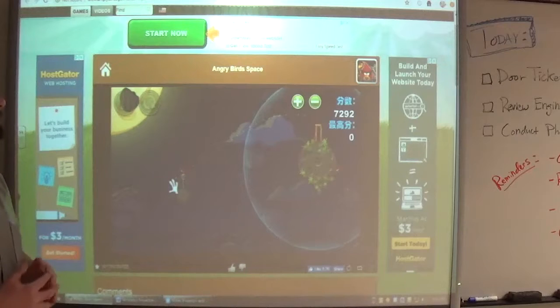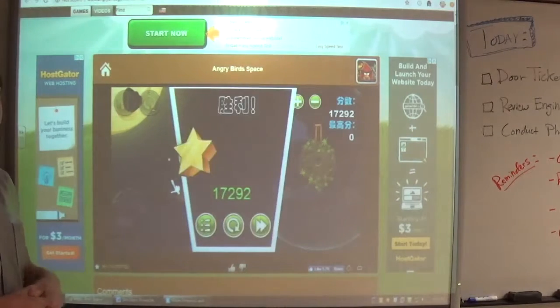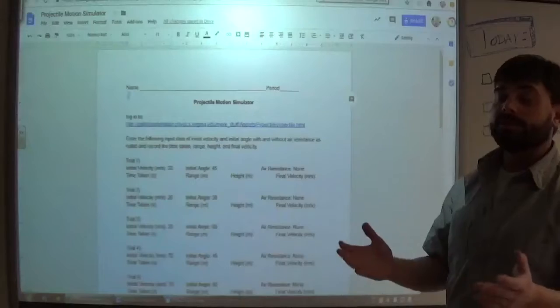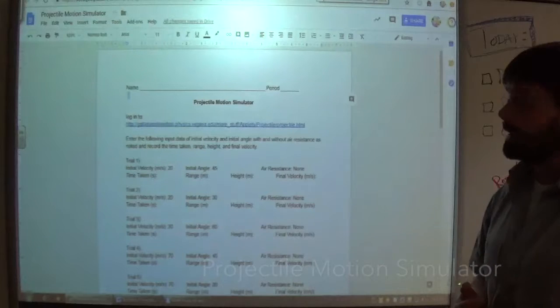Nothing too serious, but there are, again, some important concepts for you to recognize. So play through five or six levels if you make it that far, and enjoy. There's also a second assignment that is an online activity.